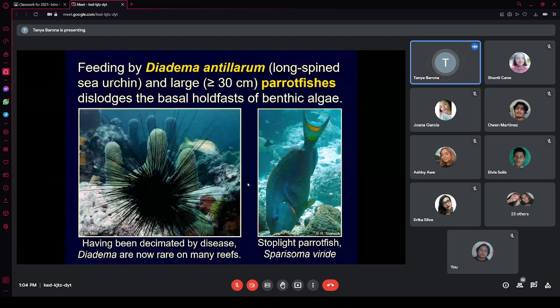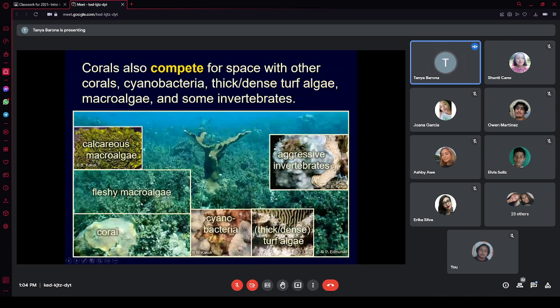Another organism, or two organisms, that keep the reef ecosystem in balance are the diadema, or the long spine sea urchin, and the various species of parrotfish. Basically, just like the damselfish, these are herbivores and they feed on the algae. By having their numbers high, they keep this algae growth in check. Therefore, you don't have some of the negative impacts that I just listed.